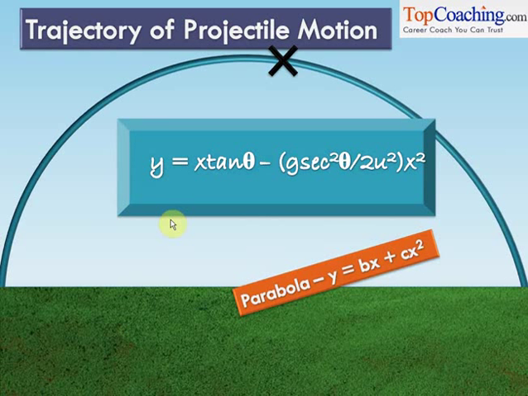Note that the equation y = bx + cx² refers to the equation of a parabola. Therefore, the equation of a projectile is also a parabola. After all, you can see that this equation is of the form y = bx + cx², where b is tan θ and c is −g sec²θ / 2u², isn't it? So therefore, the equation of a projectile is a parabola.